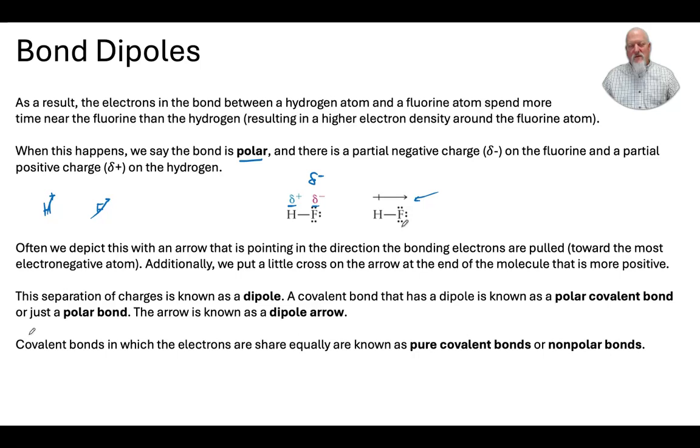So a bond in which the electrons aren't shared equally is called a polar bond or a polar covalent bond. Since it's a covalent bond and the electrons aren't shared equally, it's called polar covalent, but typically we shorten that to polar bond. And if we're back looking at the chlorines, where the electrons are shared equally, that would be a non-polar bond, or a pure covalent bond, or a non-polar covalent bond. Typically, we just say non-polar bonds, or a pure bond.